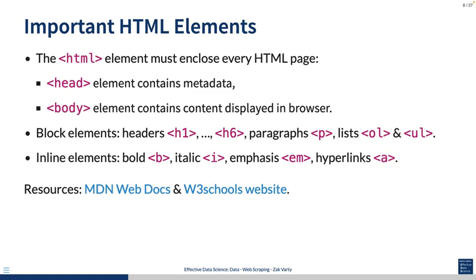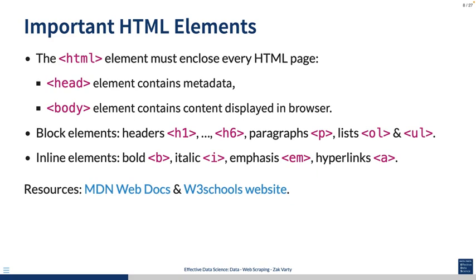So in all, there are in excess of 100 different HTML elements. You definitely don't need to know all of these off the top of your head, and we're going to cover the most important ones now. The critical one that has to be in every single HTML document is the HTML element, and that has to enclose every HTML page.